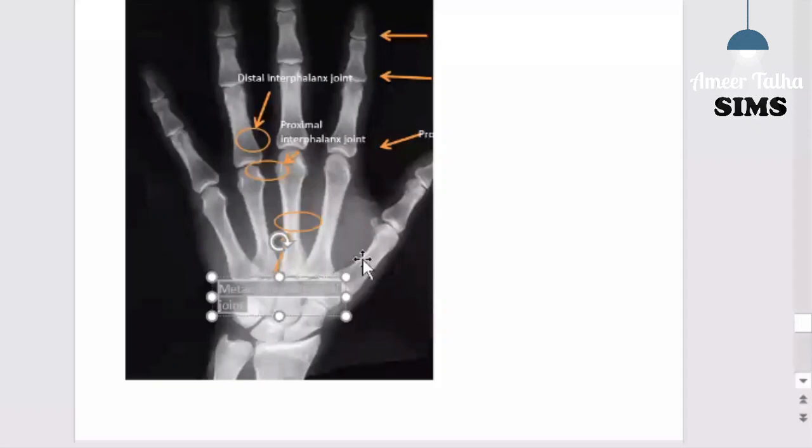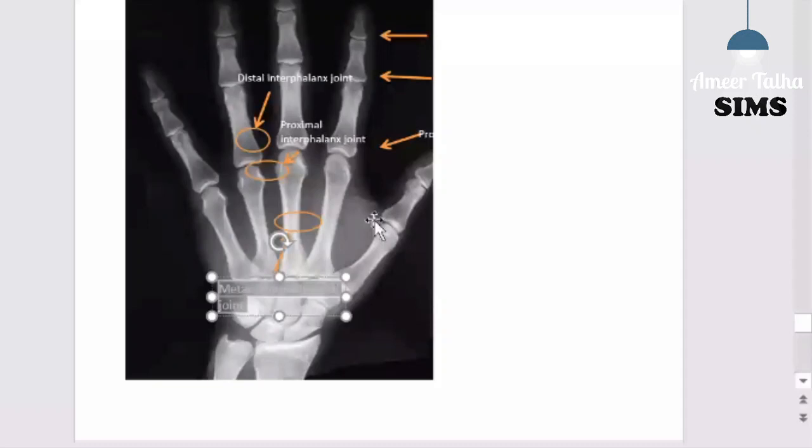And if this area is encircled with chalk, you will write it as the first carpometacarpal joint. And this smaller bean-like shadow is of the sesamoid bone, which is in the tendon of flexor pollicis longus at the first metacarpophalangeal joint. This is the MP joint of the thumb.